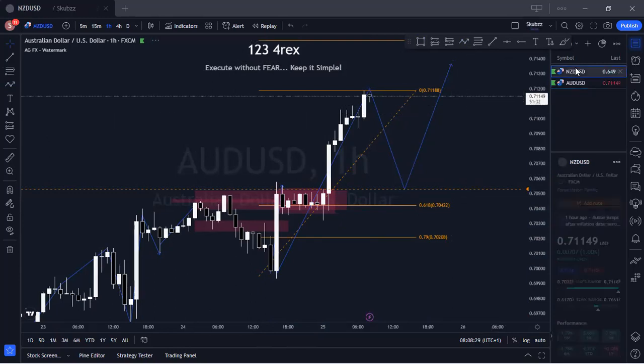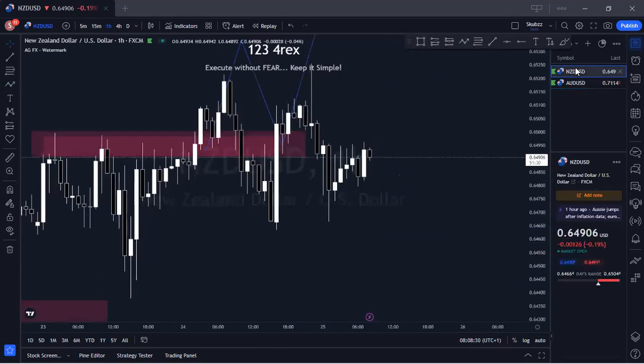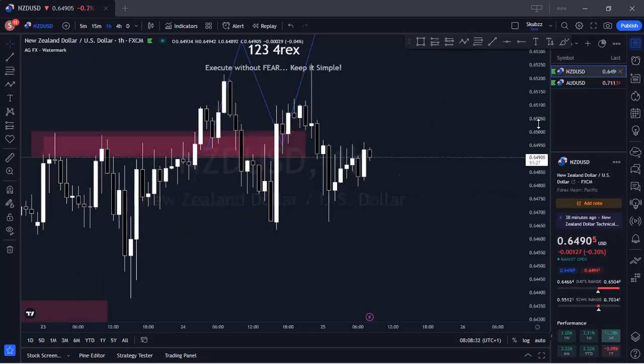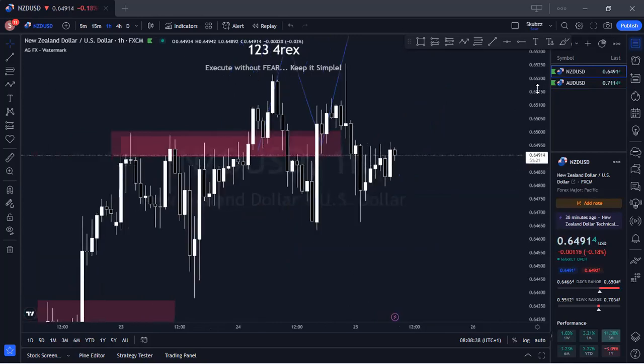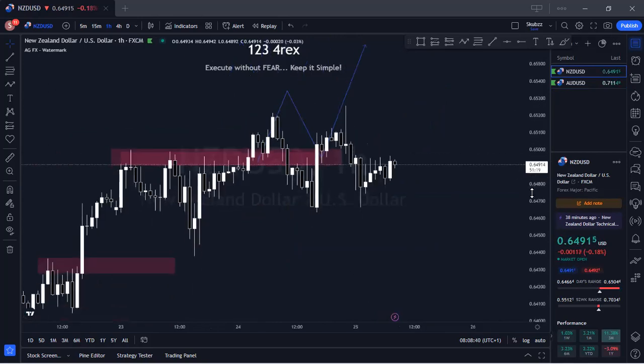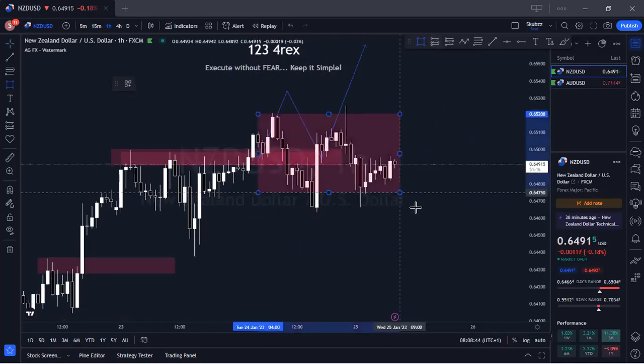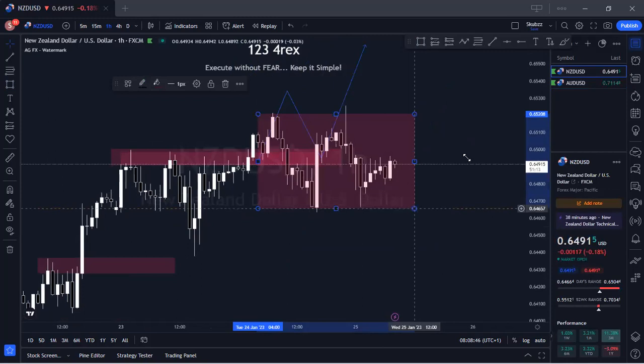Now, NZD USD. This, my friend, I don't know. This is actually, I'll just call it a range, because yesterday I dropped highs and lows that I was looking to see if price would break, and then price is not doing anything. Instead, it's just sort of manipulating. I'm not going to talk about this one. It's in a range, and that's all. There's nothing on this pair currently.